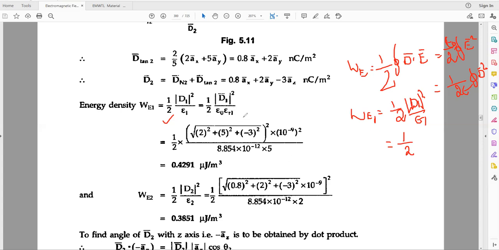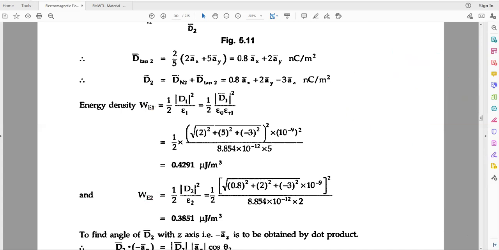Epsilon r1 is given as 5 and epsilon r2 is given as 2. So substituting, we get W1 and W2: 0.4291 micro joules per meter cube, and similarly the other one is 0.3851 micro joules per meter cube.